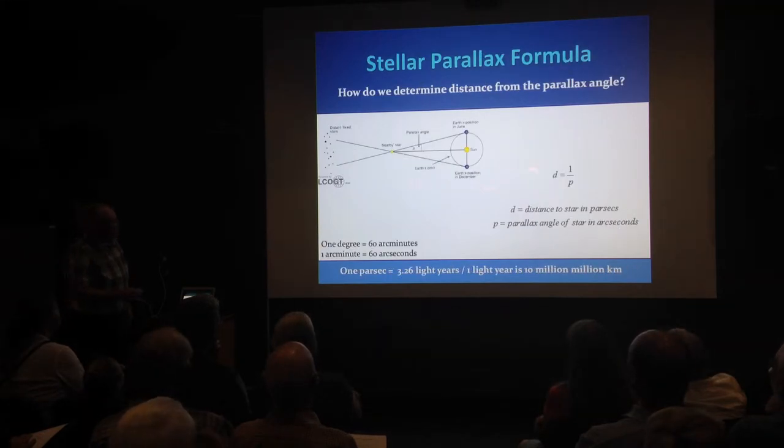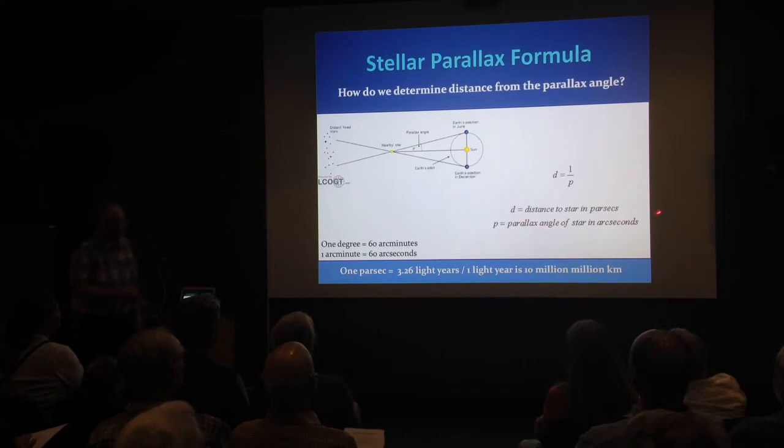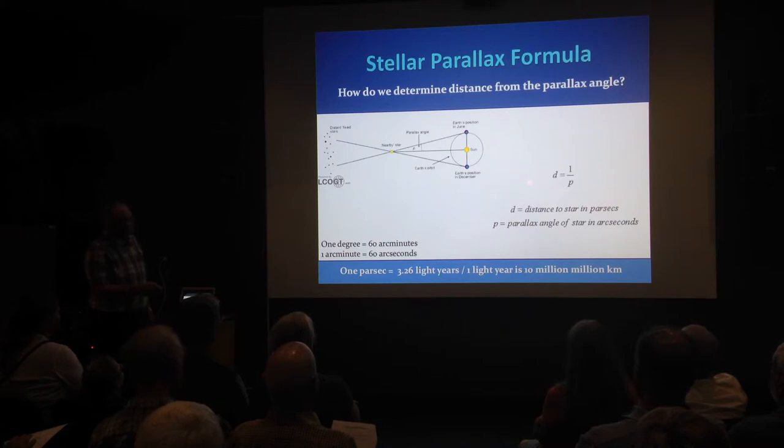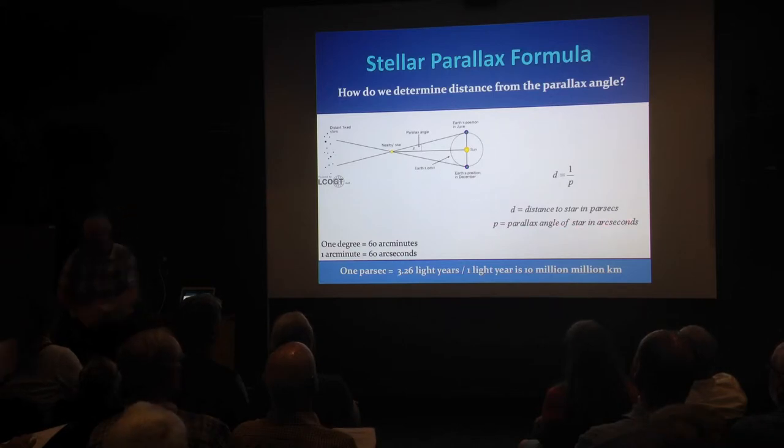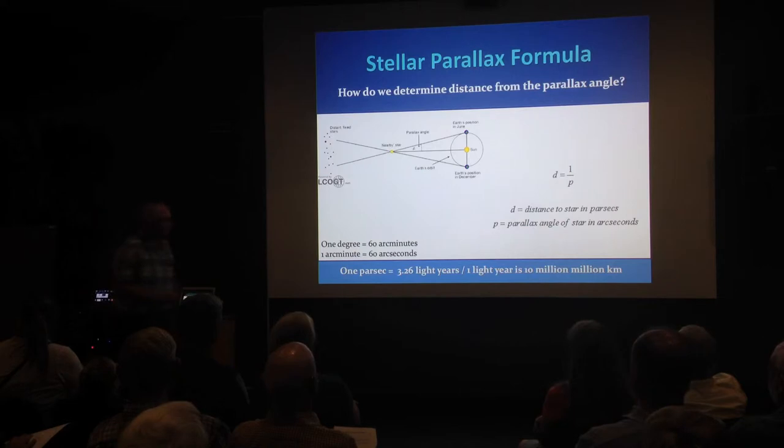Okay, so here's the form that they use. So the distance, once again, you've been introduced to the concept of parsecs. Astronomers love using parsecs for things out of the solar system and in the nearby galaxies. So the distance in parsecs is equal to 1 over the parallax angle of a star in arc seconds. Okay, exactly. What's an arc second, you ask?